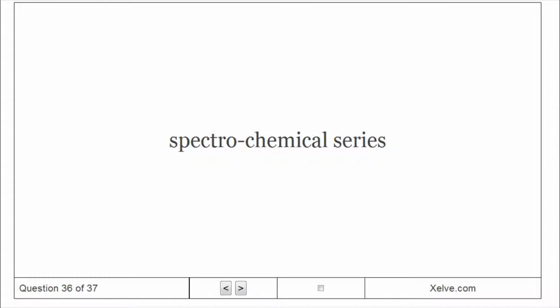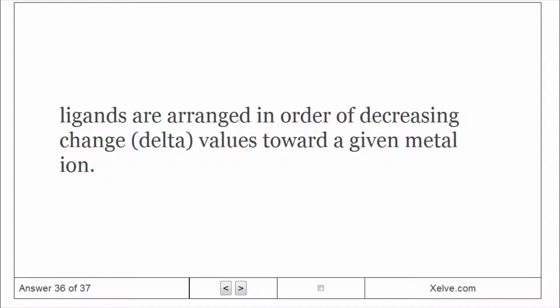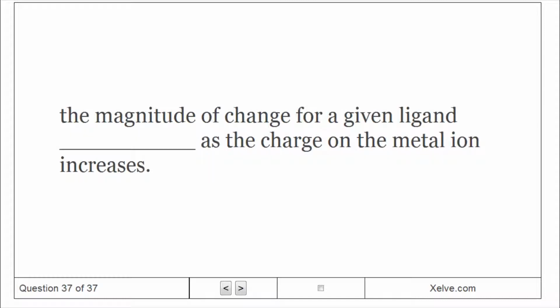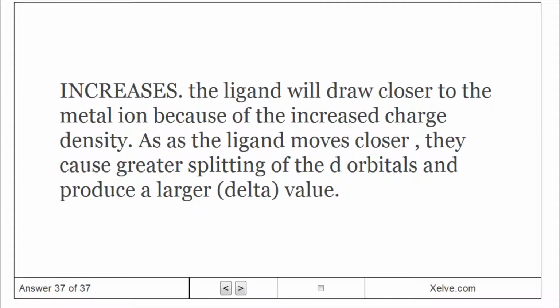Spectrochemical series. Ligands are arranged in order of decreasing Δ values toward a given metal ion. The magnitude of Δ for a given ligand increases as the charge on the metal ion increases. The ligand will draw closer to the metal ion because of the increased charge density. As the ligands move closer, they cause greater splitting of the d orbitals and produce a larger Δ value.